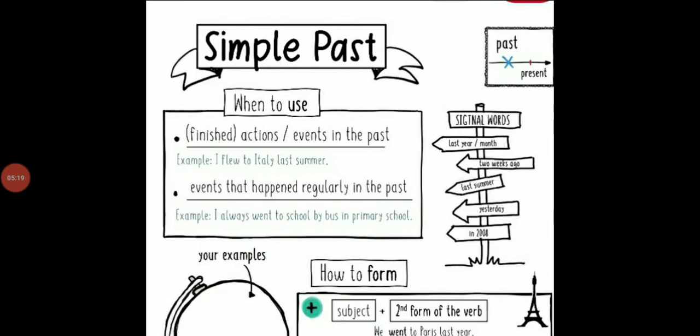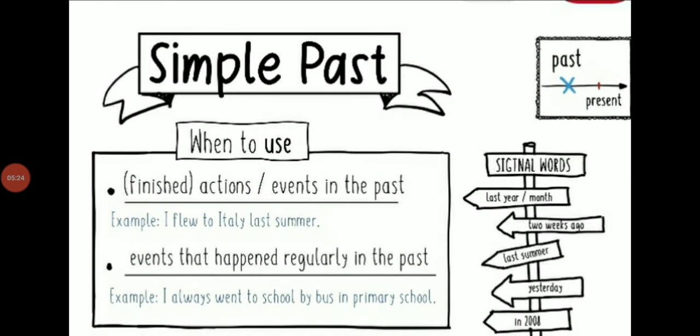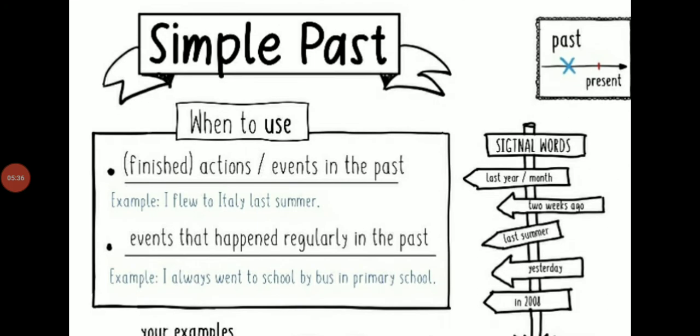And now simple past. This is one of the important tenses in English grammar. This helps you a lot to write a story. This is the one which helps you a lot in framing sentences when some actions have occurred in the past. So the question is when to use, means to say when we have to use the past tense.